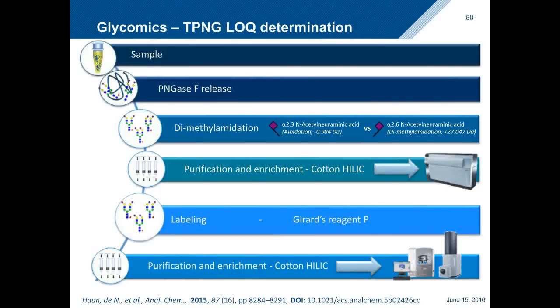But then we wanted to take a step further, and we thought, maybe we can define the limit of quantitation using CESI MS and glycomics data. So we had a look at total plasma N-glycome, because that's a well-used method in our lab where we do glycoprofiling of the full plasma. So we had some plasma, we released the sugars again, then we performed the dimethylamidation again, and then we purified and enriched it, and then we analyzed it on the MALDI. We did that because that's the normal method for how we analyze the glycans from plasma. Then we took the same sample, labeled it with Girard's reagent P, purified and enriched it again, and measured it with the CESI MS.